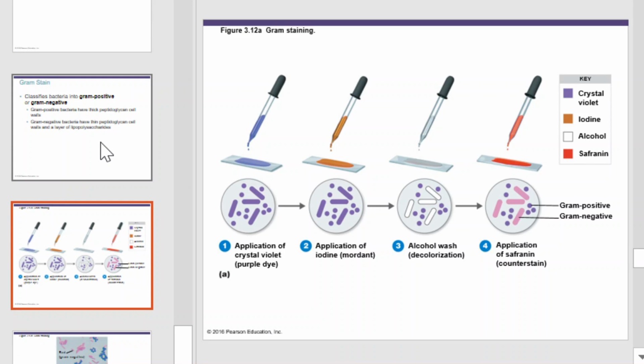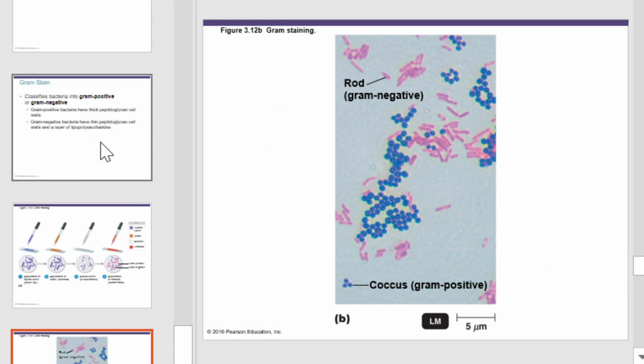This is an illustration of the gram staining procedures. And this is an illustration of properly gram-stained cells. The cells that are purple in appearance are the gram-positive cells. The cells that are pink in appearance are gram-negative.